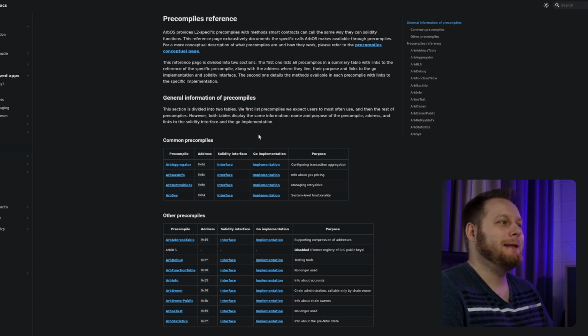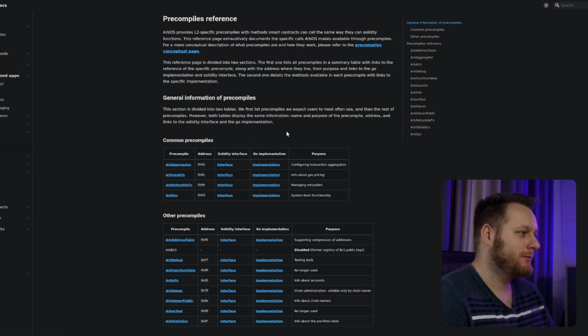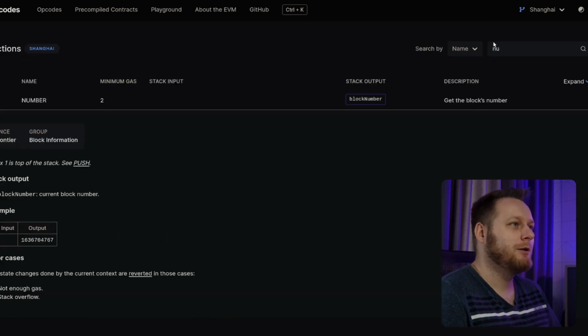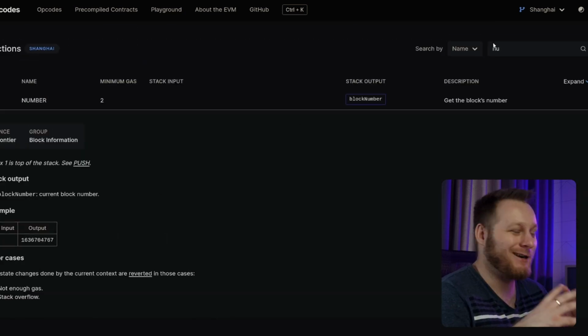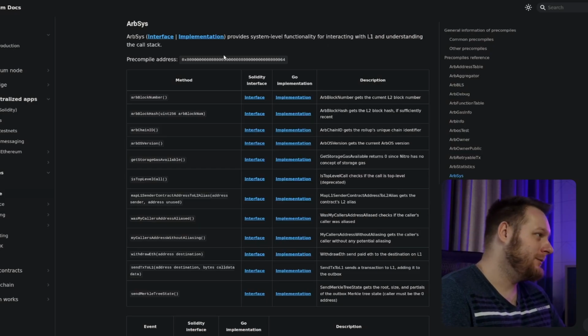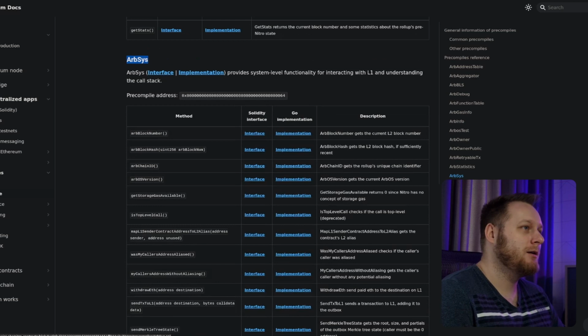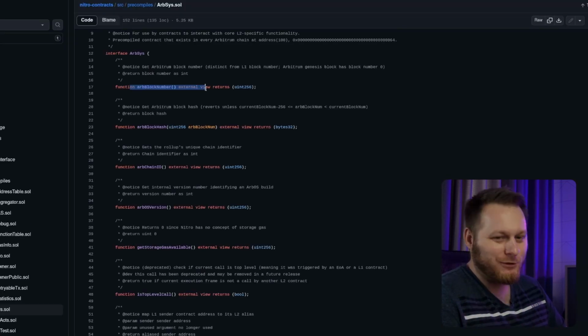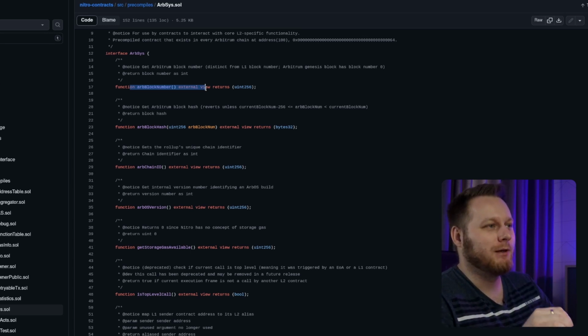For example, in case of Arbitrum, if you get the current block by the number opcode, you will not get the current Arbitrum block, but you will get the last L1 block that Arbitrum knows about, which usually lags 1 minute behind. And if you want to read it, you have to use ArbSys, which has its own interface, and you have to use arbBlockNumber to get the block number of the current Arbitrum block.